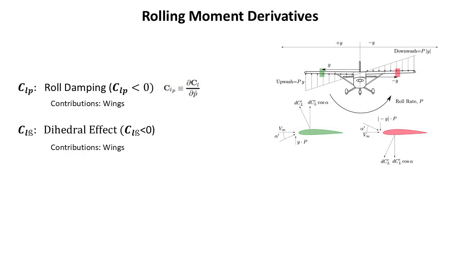CL beta describes the rolling moment caused by a side slip angle, not yaw rate, side slip angle, and is called the dihedral effect, and is one of the most important parameters for lateral directional stability. The dihedral effect is where side slip results in a rolling moment that stabilizes the aircraft. When an aircraft yaws, one wing may generate more lift than the other, causing a roll in the opposite direction, and for stability, the aircraft should roll away from the side slip, not into the side slip. This means that CL beta should be a negative value.